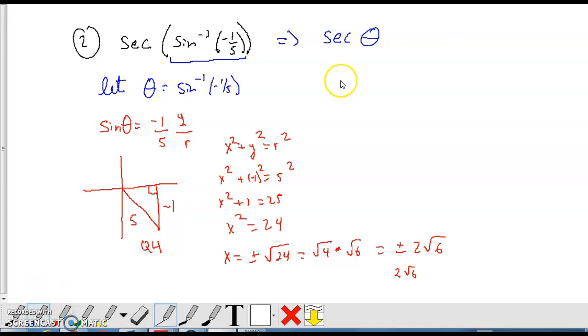But that's not what we're trying to find. We're trying to figure out what is the secant. So secant is made up of r over x. So that means that it is your r, which is your 5, over your x, which is 2 root 6.